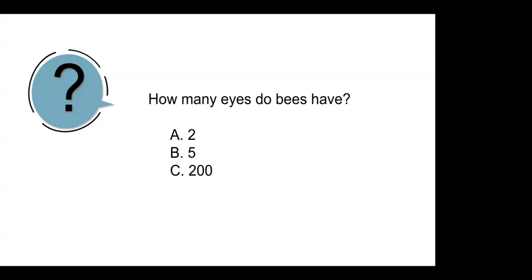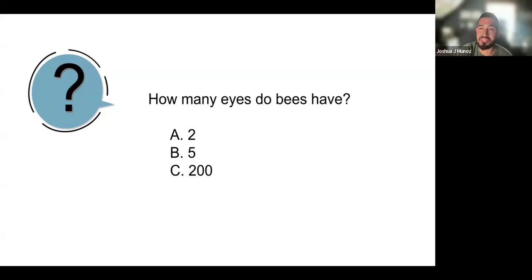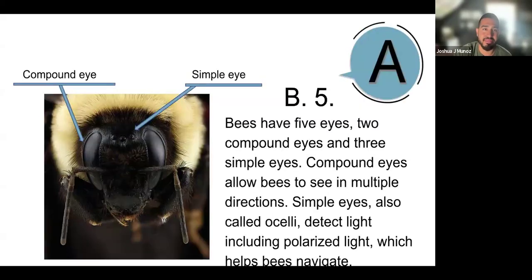Students usually got a couple answers online in the Q&A. Guessing 5, yeah, from Melissa. That's the answer. It is 5. They have 2 compound eyes and 3 simple eyes. Bam.